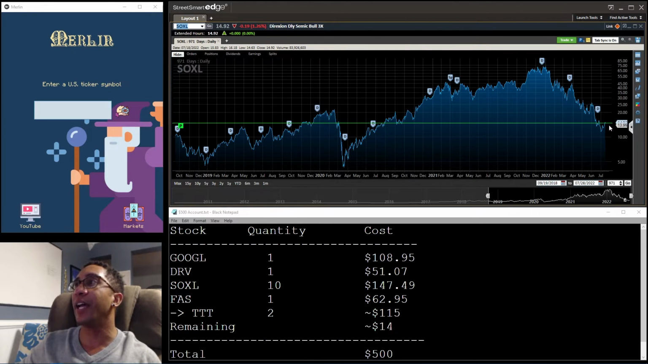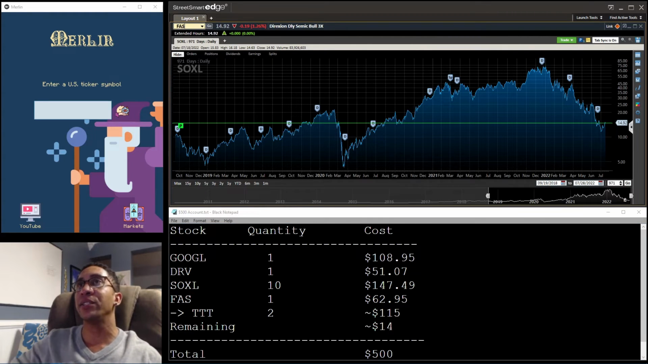So, yeah, this could probably go down a little bit more, but to be honest with you, I'll just be averaging down. This is high conviction for me. I bought 10 of them for the client because I really believe that this is a good trade. You can't get a better price than this right now for what you get.